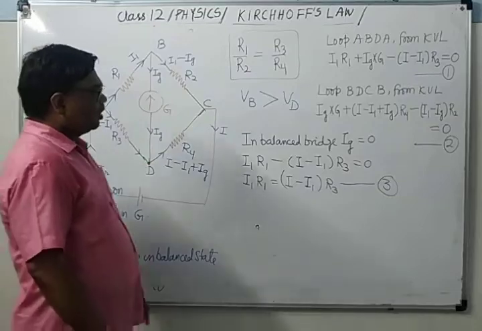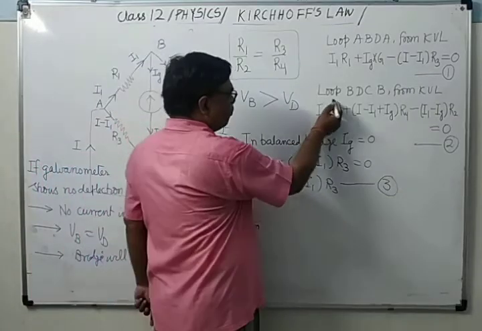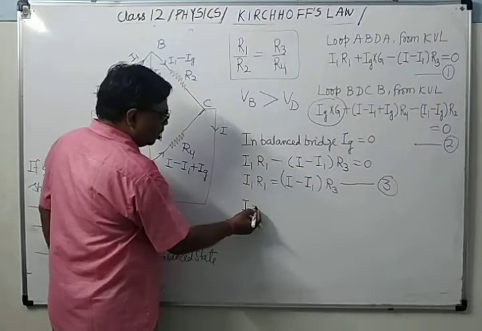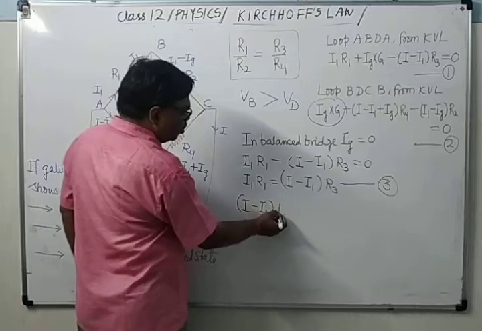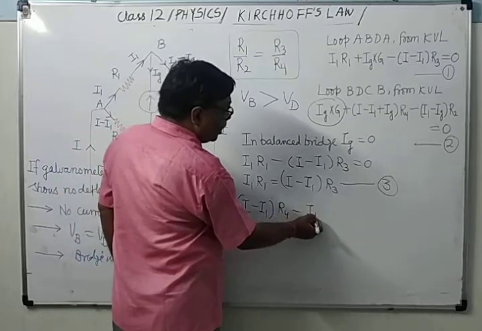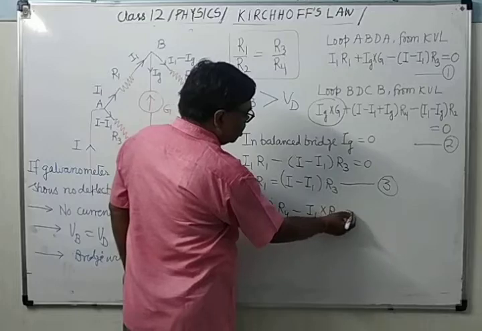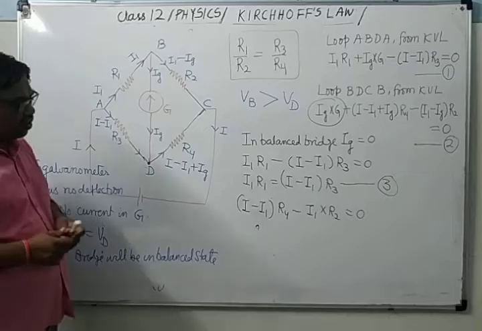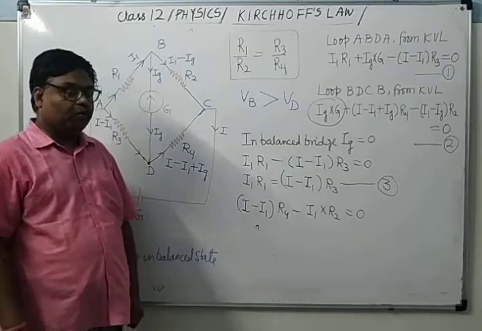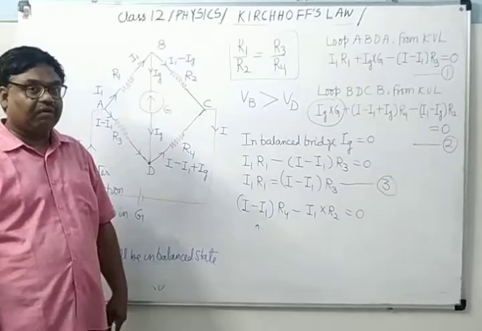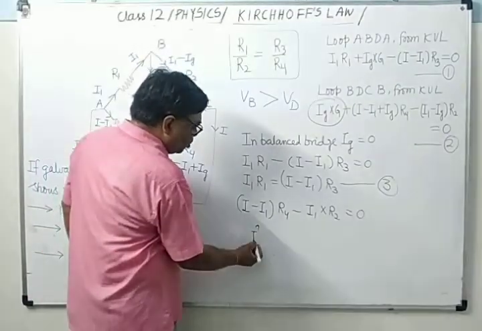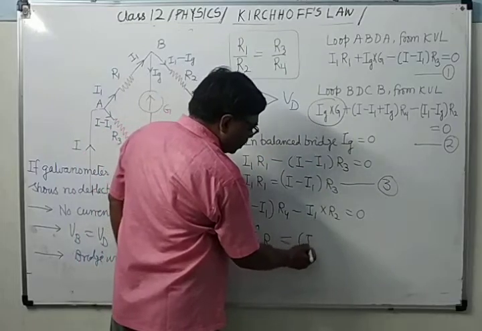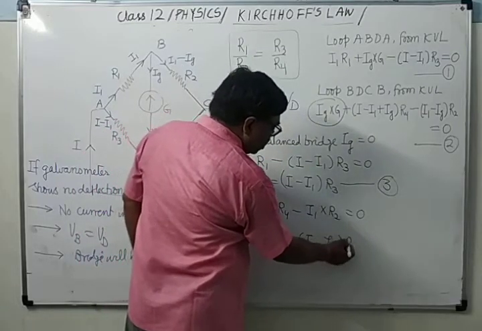From 2 what will you get? When you put Ig as 0, this term will vanish, and here only what is left? I minus I1 into R4 minus I1 into R2 equals to 0. So see here, when you rearrange, I1 R2 you will keep in this side. Why? Because here we have taken I1 R1. It's clear? So I1 R2, and this you write on that side, I minus I1 into R4.